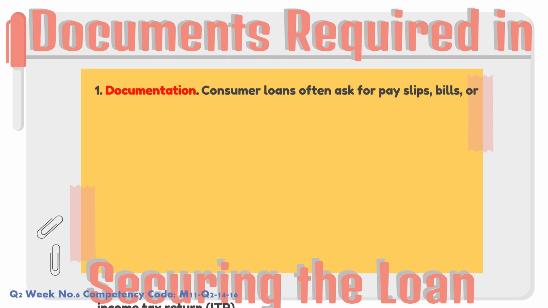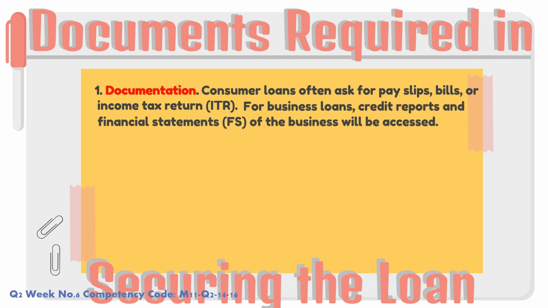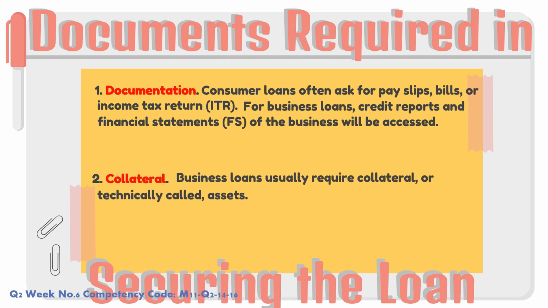Number 1, documentation. Consumer loans often ask for payslips, bills, or income tax return. Or sometimes they ask for a certificate of employment. For business loans, credit reports and financial statements of the business will be assessed. Number 2, collateral. Business loans usually require collateral, or technically called assets. Mga halimbawa ng collateral are real estate, equipment, furniture, or investments. This is just for business loans.